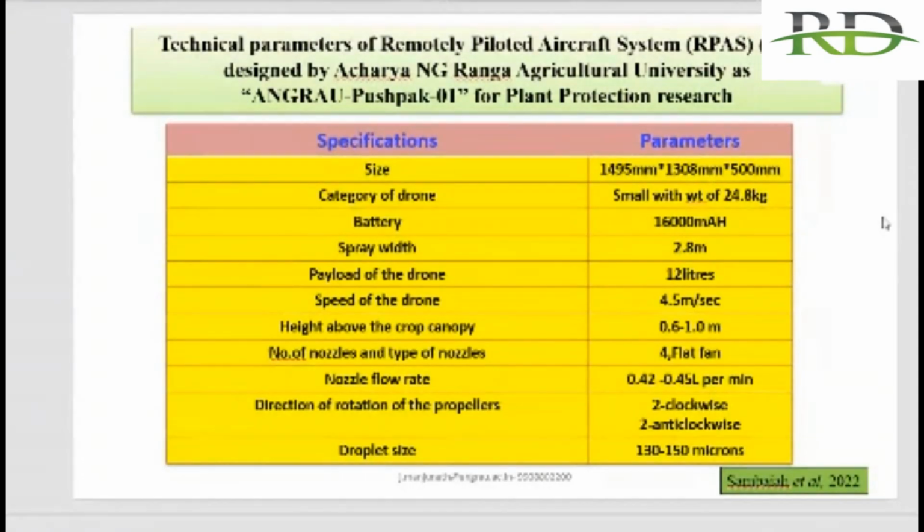We observe the droplet size from the top, middle, and lower parts. We observed an equal distribution of droplet size. That's why we standardize the SOPs. Yes, I will show you the SOPs.